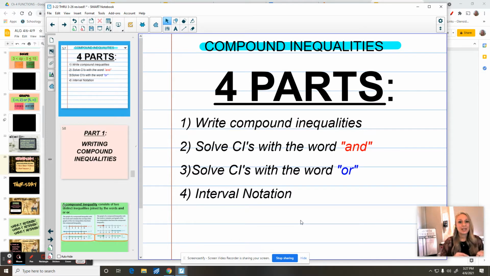So remember, today we're going through 4 different parts. We're going through how to write a compound inequality, how to solve them with the word and, how to solve them when they have the word or, and then also how to write them in interval notation. So I'm just going to quickly go through some of the slides that we had in class, and then you can pause it, rewatch anything that you need help with. So here we go. All right.